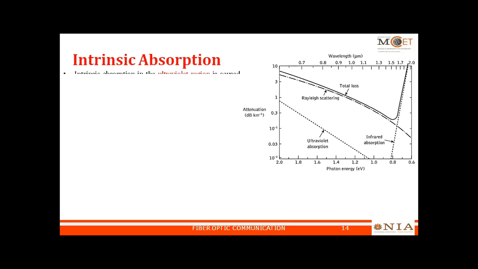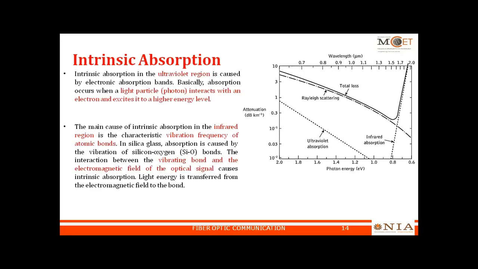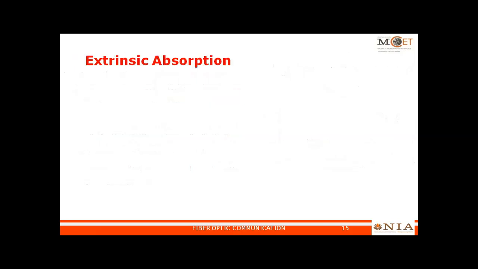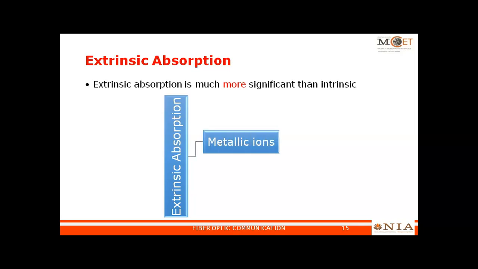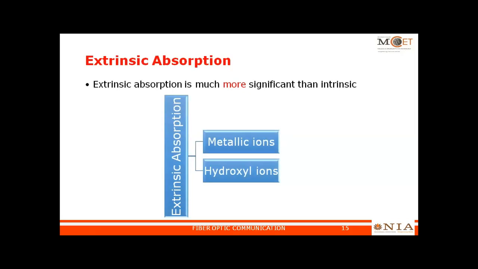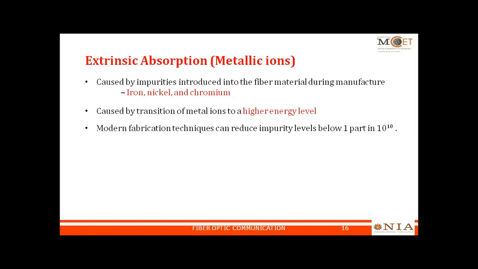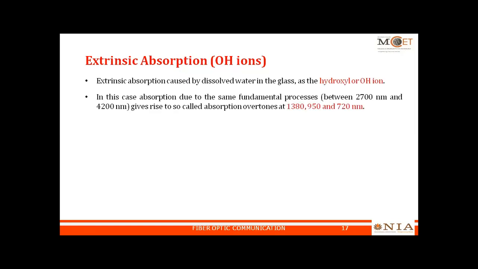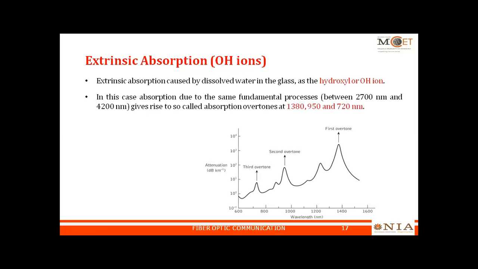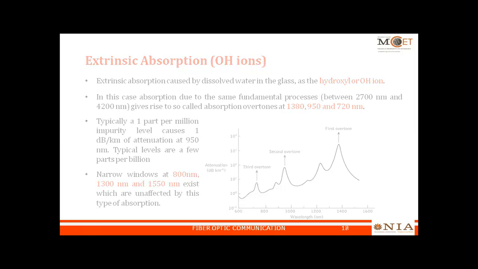Extrinsic absorption is much more significant, much larger when compared with intrinsic, because of the addition of impurities. There are two: one is called metallic ions, and the other is called hydroxyl ions. These are the impurities we are adding. Because of that, there is a possibility of absorption, that is extrinsic absorption, from metallic ions such as iron, nickel and chromium. OH ions also cause extrinsic absorption. This graph indicates attenuation versus wavelength. This is a common graph with the first window and second window. So this is about absorption.